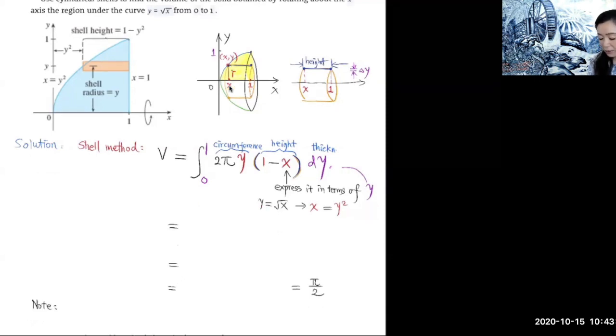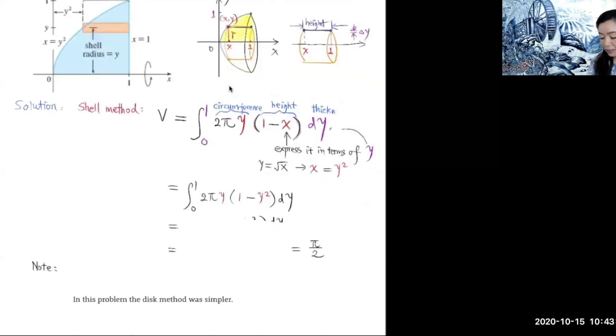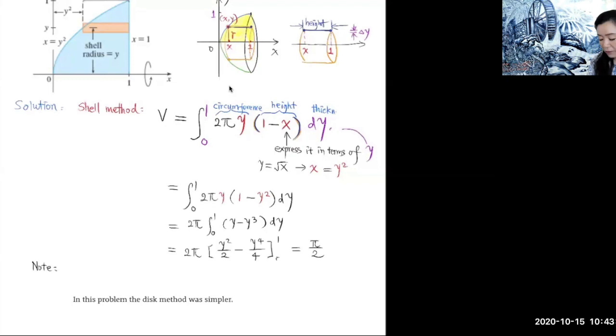Now we substitute. So this becomes y squared over here. Now we just need to evaluate this integral. Take this 2 pi outside of the integral and multiply this y in. So that will be y minus y cubed. The antiderivative of y is y squared over 2. The antiderivative of y cubed is y to the 4 over 4. Substituting 1 and 0 for y, you get the result pi over 2. Now in this problem, the disk method is actually simpler. You can try that.